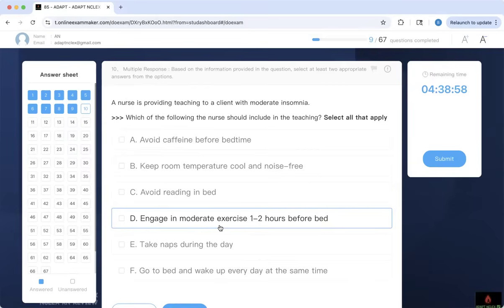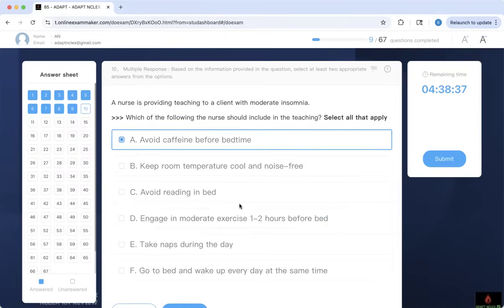Which of the following should the nurse include in the teaching? Select or apply. Don't over-select. Once again, don't over-select. The nurse should provide teaching to a client with what? Moderate insomnia. Which one should the nurse include? If you can't sleep, you should avoid caffeine before you go to what? Sleep, right? That's excellent. Keep the room temperature cool and noise-free.